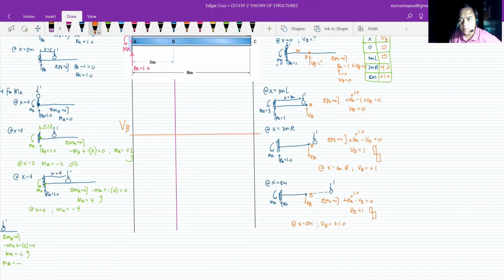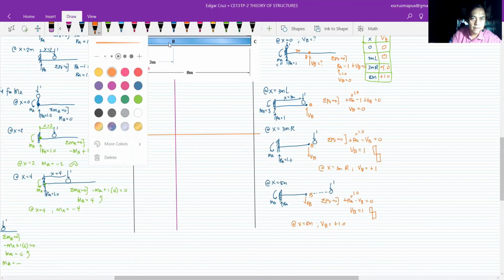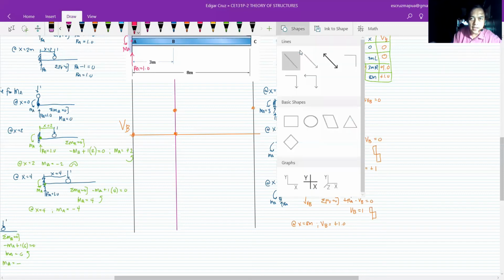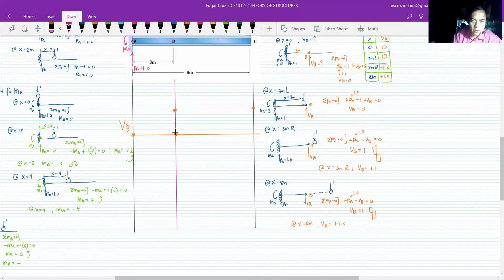At x equals 0, 0 siya. No? So 0 siya andito. At x equals 3 meters sa left side ng point B, andito siya, 0 pa rin siya. Tapos at 3 meters right side of point B, naging 1.0. So nandito na siya, 1.0. Tapos at 8 meters, it's 1.0. So nandito rin siya. So ibig sabihin, yung influence diagram niya is ganito ang itsura. 0, 0. Tapos ito, straight line.